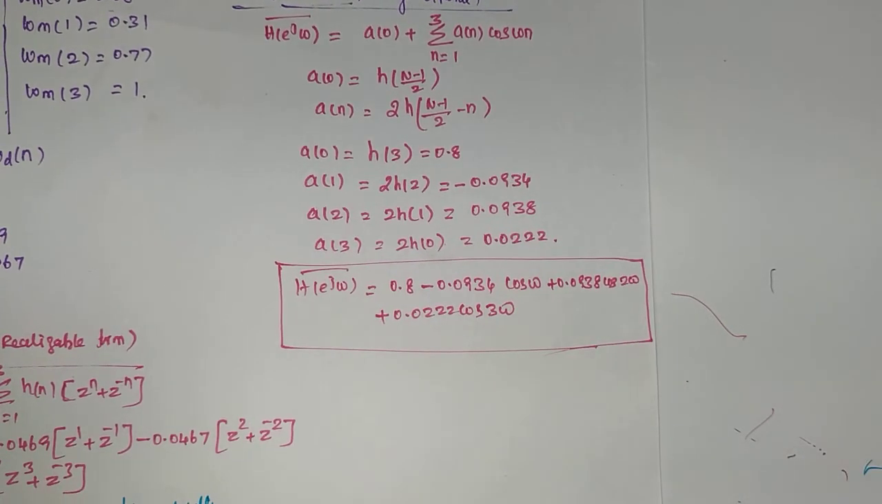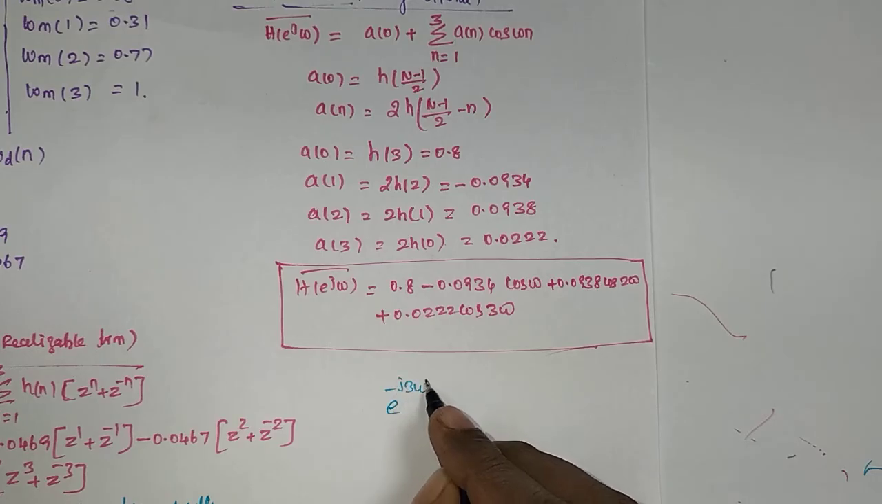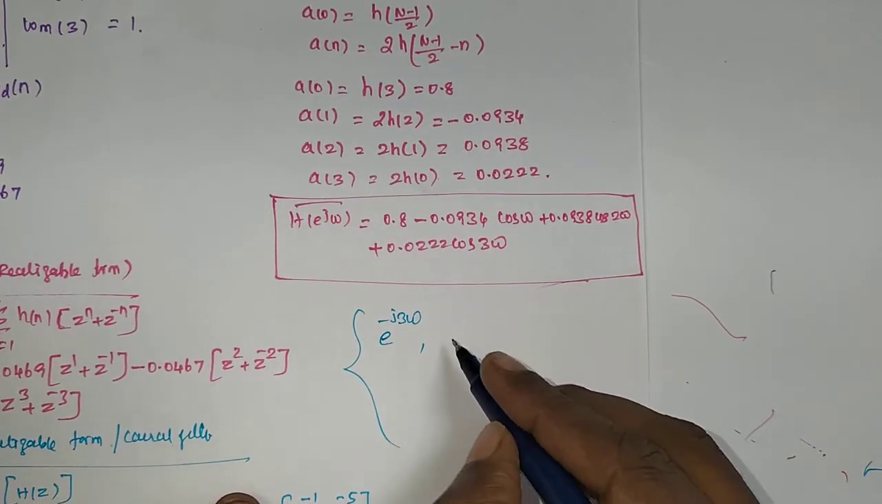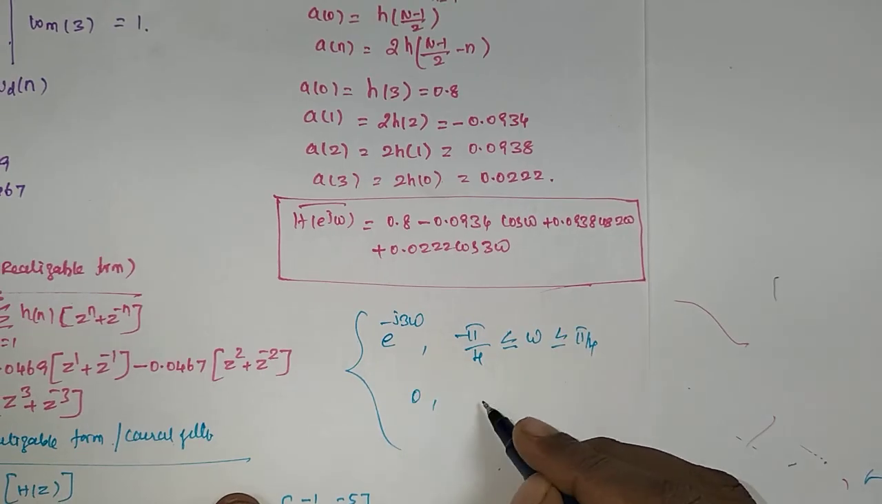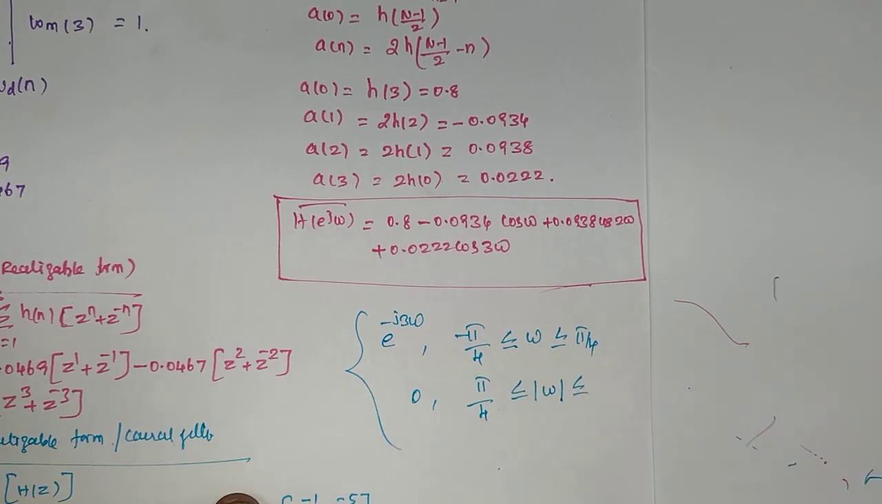Okay. Next, I am giving you one small problem, that you take as an assignment. The function is e power minus j 3 omega for the frequencies from pi by 4 to pi, and 0 for other frequencies, that is, pi by 4 less than or equal to omega less than or equal to pi. Design it by using the Hamming window with N equal to 7.